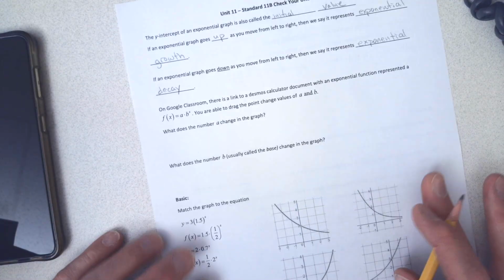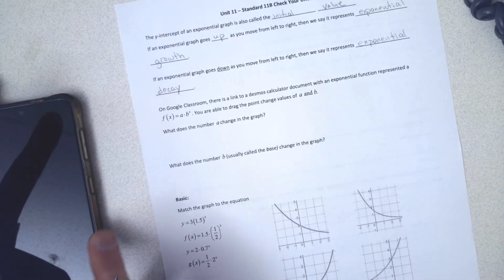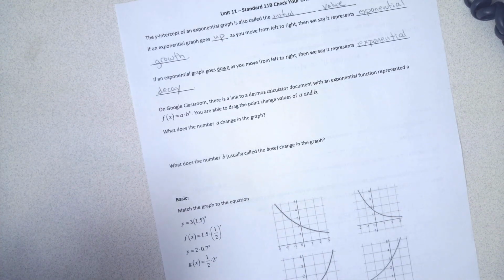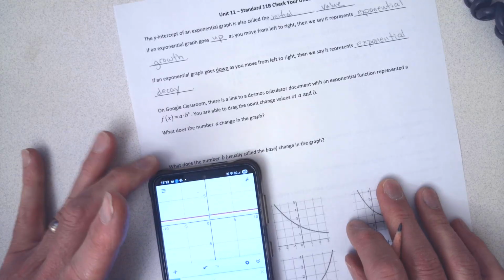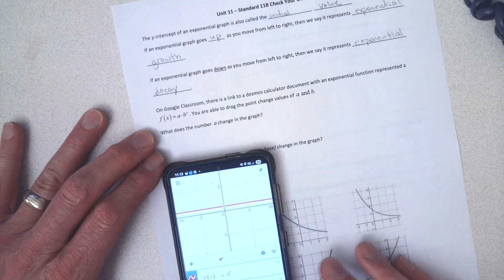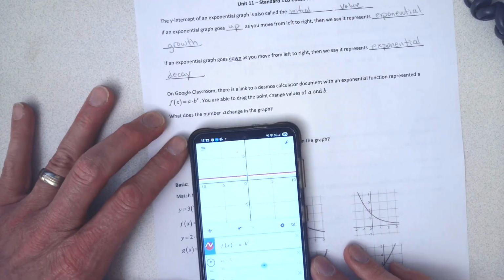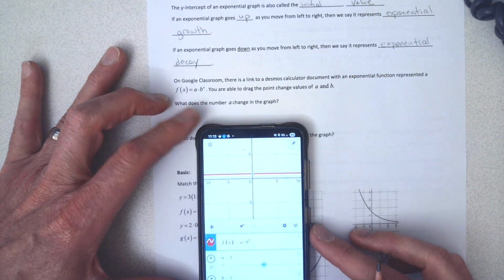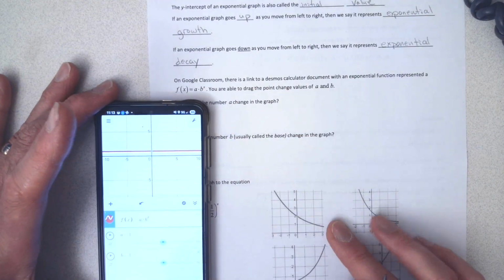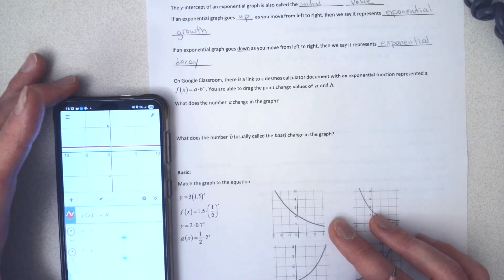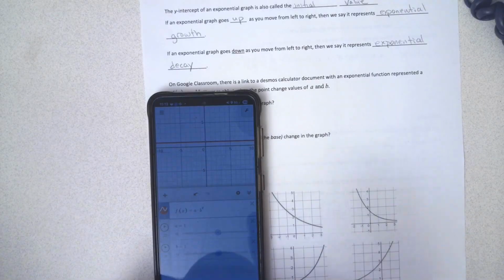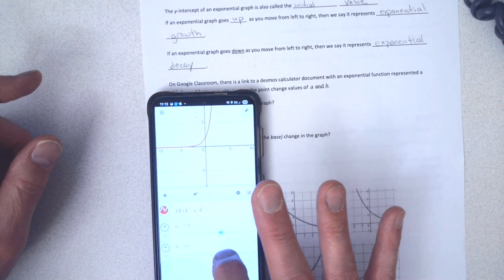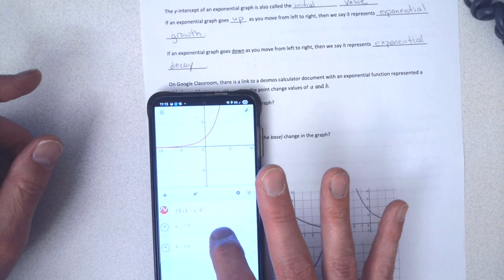On Google Classroom, there's a link to a Desmos calculator document with an exponential function represented as f of x equals a times b to the x. I'm going to do the version on my phone because I wasn't techy enough to figure out how to do that from my camera here on the computer. So, what does the number a change in the graph? I'm going to grab the a and slide the a value around. I'm going to move the b a little bit here first as well.